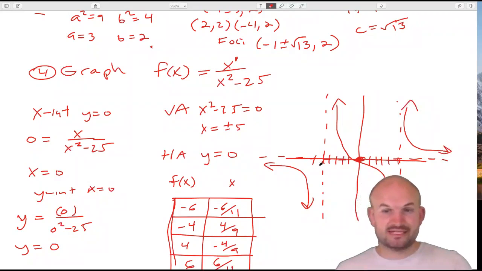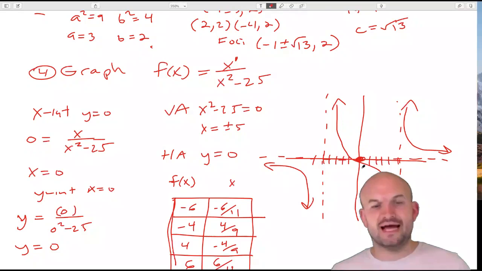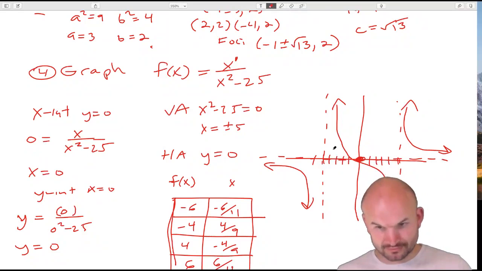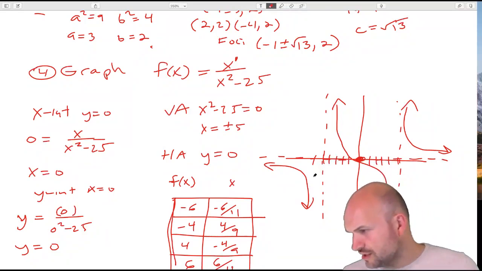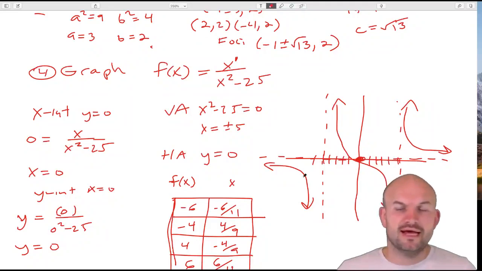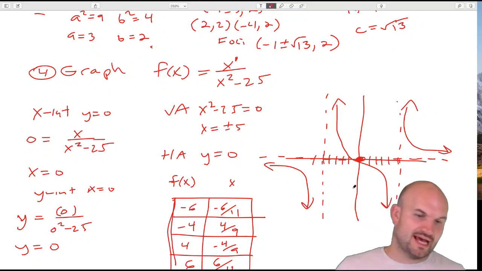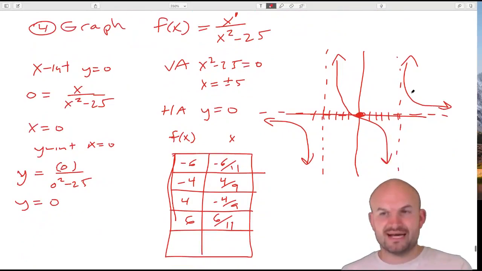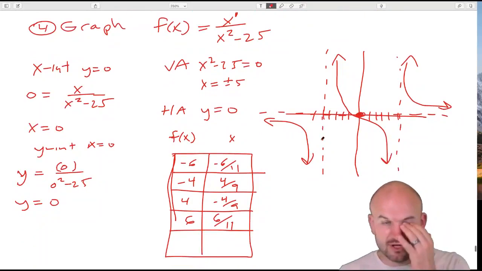So again, that makes sense, right? Because at -6, we had a negative value. At -4, is that supposed to be? Oh, at -4, we had a positive, right? At +4, we had a negative value, and at +6, we had a positive value. So you see how that works for that graph.